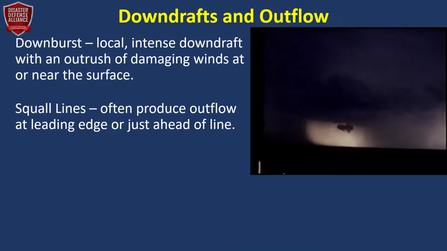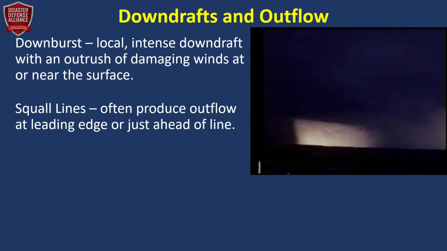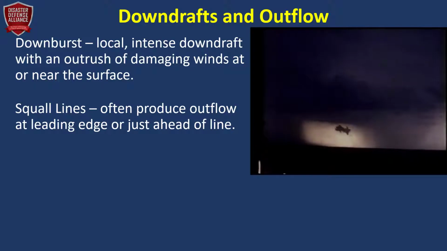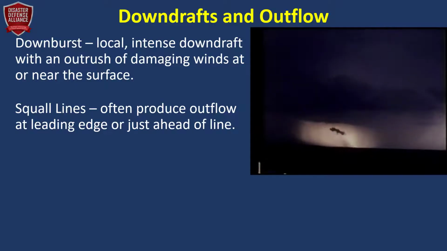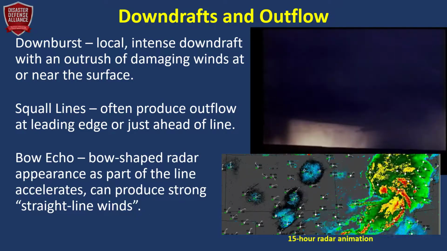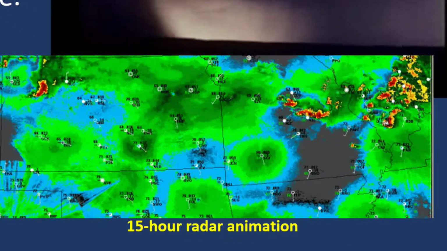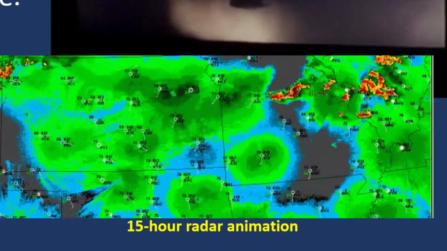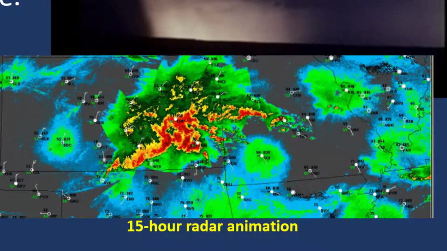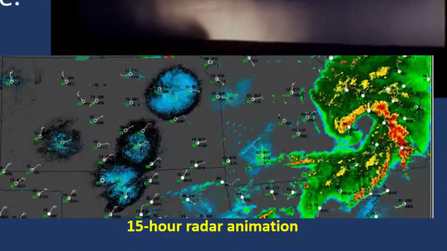Squall lines are known to produce strong downdraft winds. The term squall refers to a sudden violent burst of wind. Lines or portions of lines that move rapidly and in particular produce a bowing pattern like this seen in the radar animation are referred to as a bow echo. This can be notorious for producing damaging winds along its path.